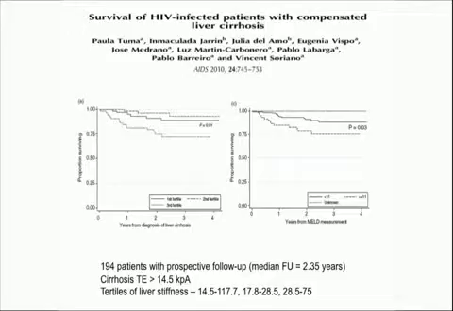And clearly there is now data to suggest that if you use FibroScan cutoffs and transient elastography for cirrhosis, you can predict outcomes in terms of mortality and morbidity from end-stage liver disease. And so that really answers that question, that elastography is useful in terms of predicting clinical outcomes.